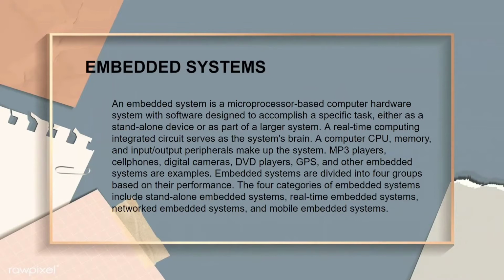Next one is embedded systems. An embedded system is a microprocessor-based computer hardware system with software designed to accomplish a specific task, either as a standalone device or as a part of a larger system. A real-time computing integrated system acts as the system's brain. A computer CPU, memory, and input output make up the system.